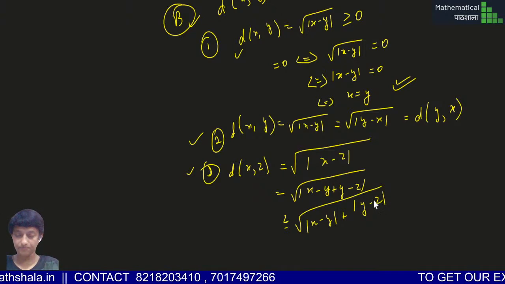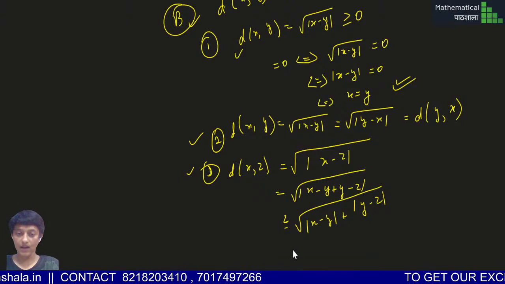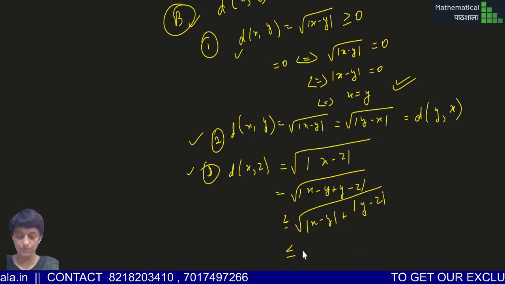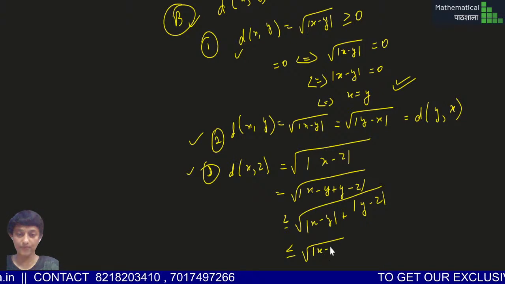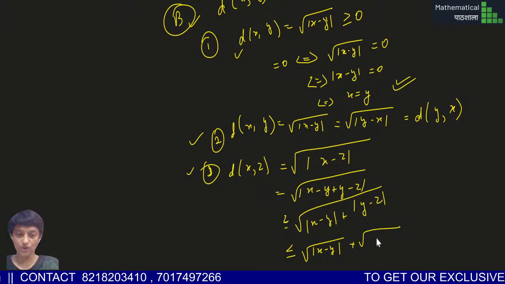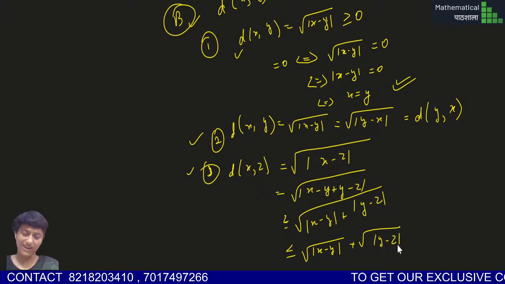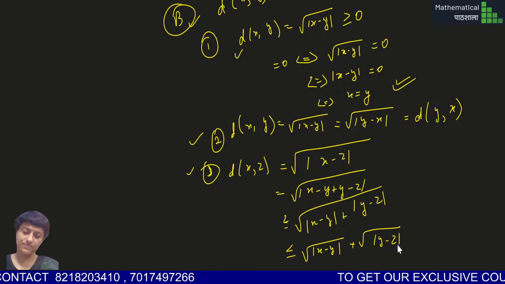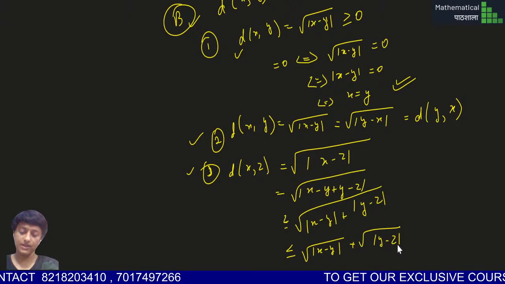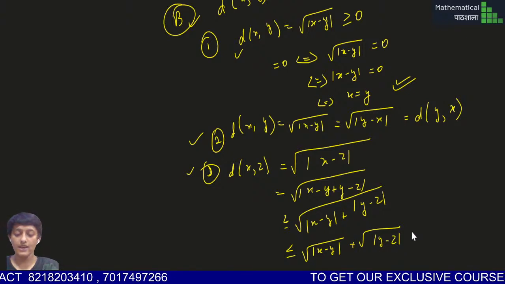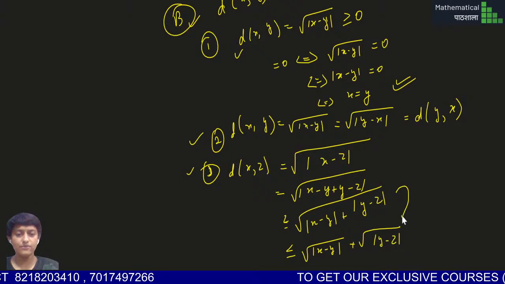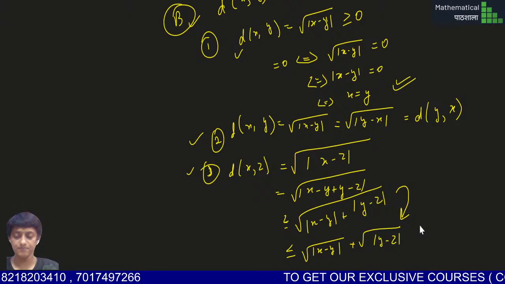Okay, and this is less than or equal to root of mod of x minus y plus root of mod of y minus z. Can anyone tell me why? Only B is correct. Okay. Can anyone tell me why? How can we step from this function to this function?